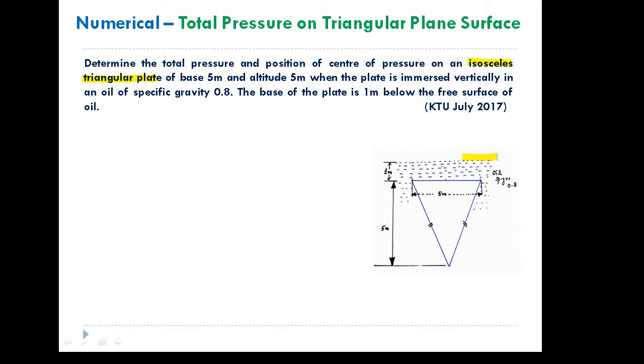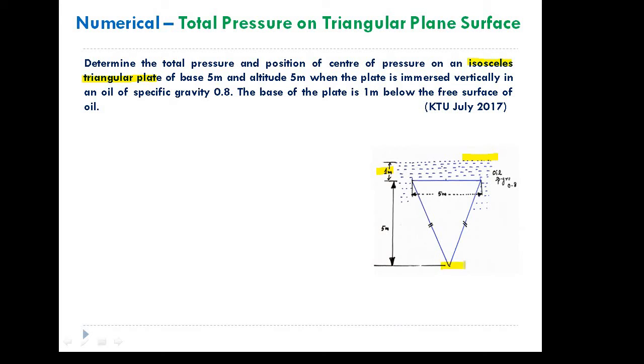So it is an isosceles triangular plate. Okay, so what about the position, orientation? It is given the base of the plate is 1 meter below the free surface of liquid. So we draw like this. The base is close to the free surface, which is at a distance of 1 meter, and the apex is down.